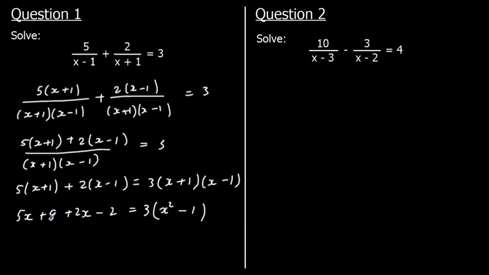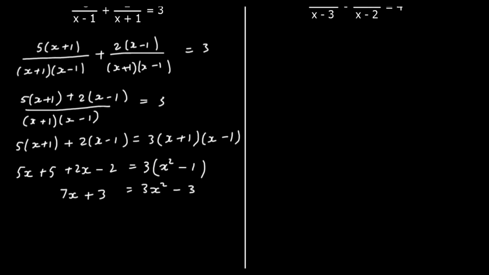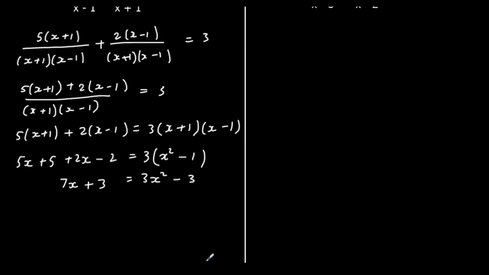And on the left side, I've got 5x plus 2x, which is 7x. And 5 minus 2 is 3. 3 times x squared is 3x squared. And 3 negative 1s are negative 3. So I want to make it equal to 0 to solve it. So take 7x away from both sides. So 3 equals 3x squared minus 7x minus 3.